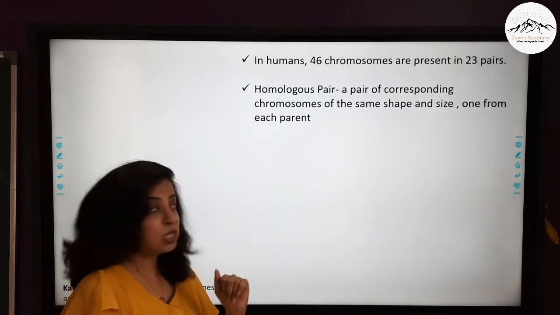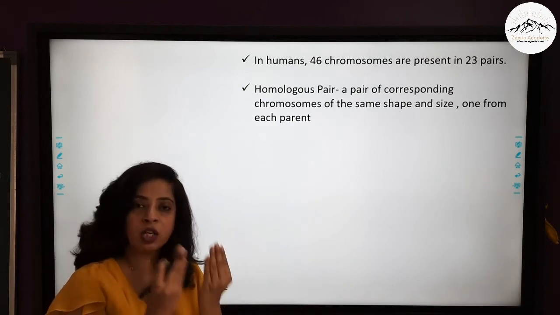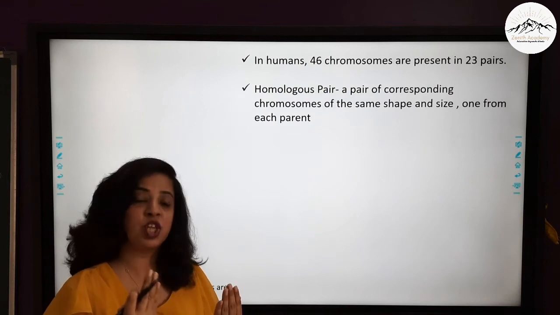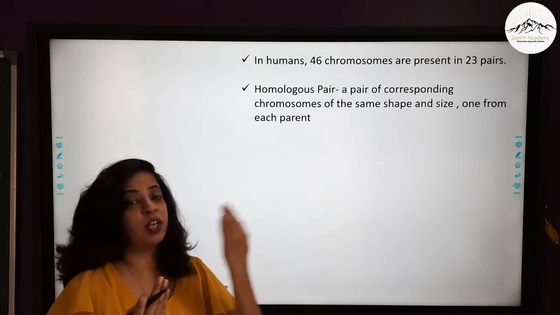So what is a homologous pair? Homologous is a pair of 2 corresponding chromosomes. Both the chromosomes should be of the same size and shape. One is from the mother and one is from the father.